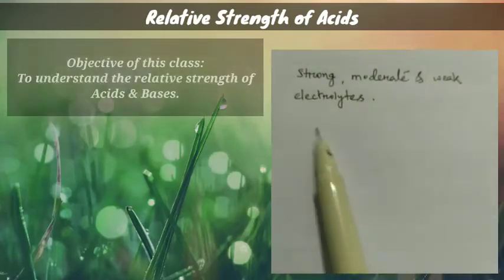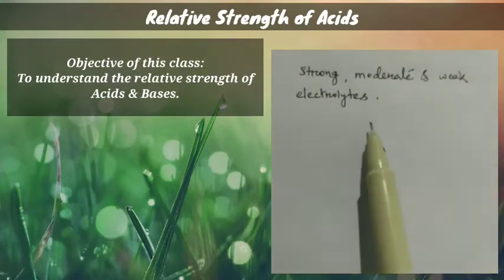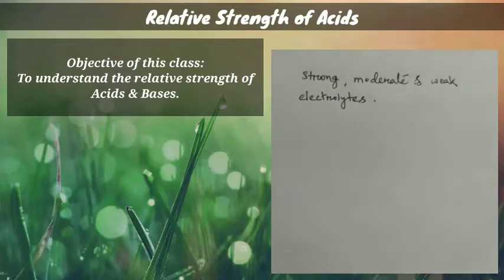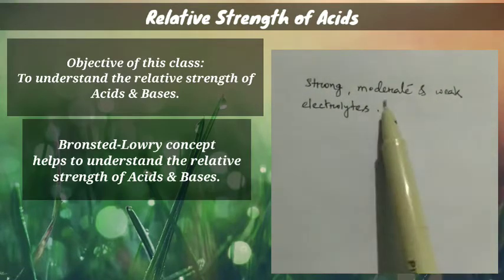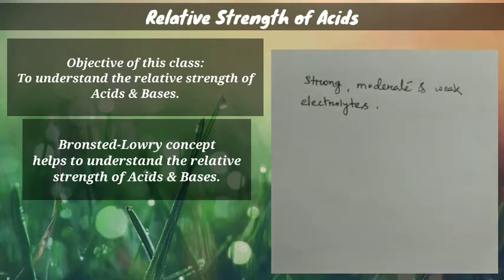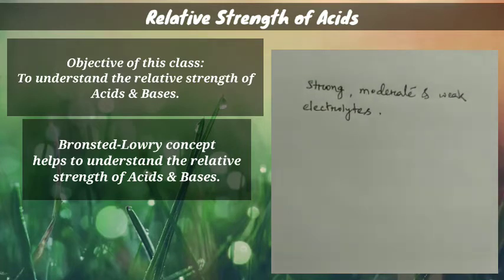So the next topic is strong, moderate, and weak electrolyte, or weak acid, you can say. When we are talking about strong, moderate, and weak, what parameter are these? Actually, these are relative parameters, no? They indicate how strong an acid is or how weak an acid is.